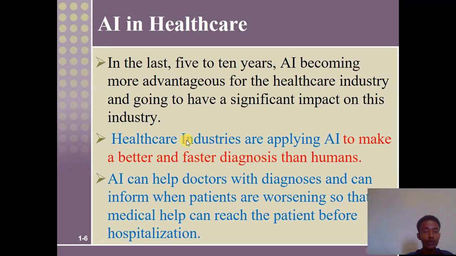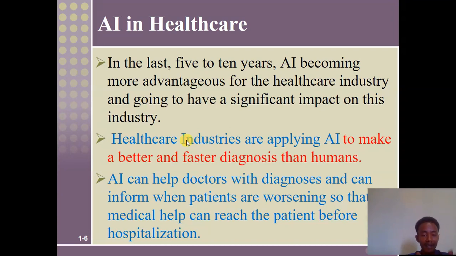Another one is artificial intelligence in healthcare. As I said before, healthcare is an area which needs the most attention in order to treat patients in an appropriate way. The services that healthcare providers give to patients should be supported by artificial intelligence devices. In the last 5 to 10 years, artificial intelligence has become more advantageous for the healthcare industry and is going to have a significant impact on it.